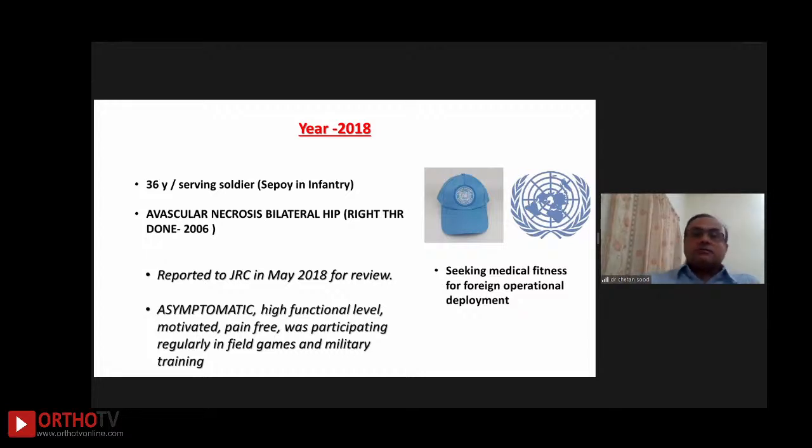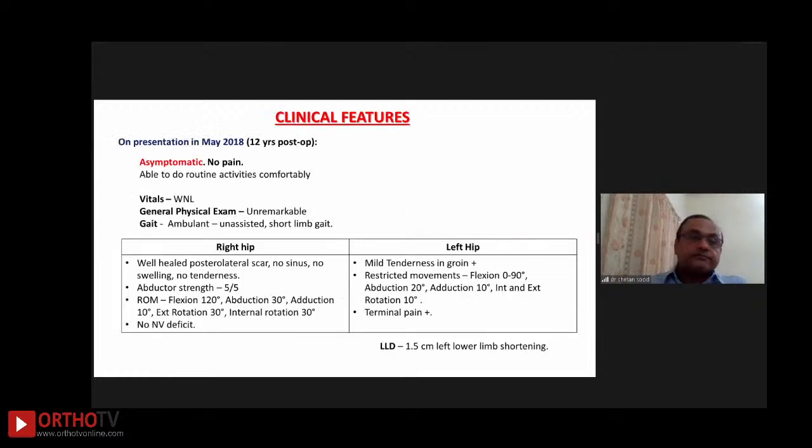So that is 2006. Then we had been in touch, and I had some follow-up in 2018, when I was in Delhi, at a very large arthroplasty center, Army Hospital RR. This soldier again popped up. He was absolutely asymptomatic at that time, and he actually came for clearance so that he could go for foreign operational deployment. He was in good shape and in a good category. All he wanted was a clearance for an operational deployment.